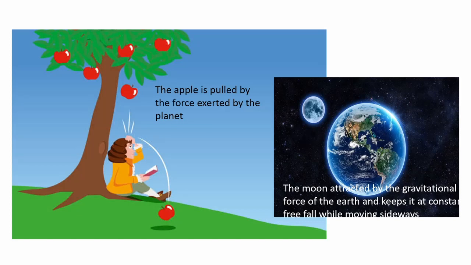The idea of gravity was first described by Sir Isaac Newton. He noticed that when you drop an apple from a tree, it falls to the ground. Newton wondered why this happened, and that's when he came up with his famous theory of gravitation.